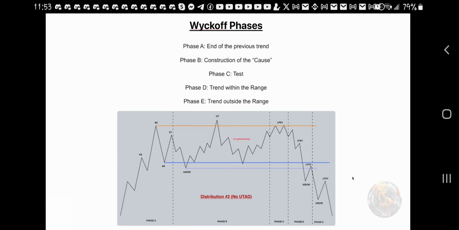At this point, you want to think of the Titanic heading for the iceberg. At this point, it's too late to stop it, and the trend is clear. That's what you're looking for. That is where we want to trade. Late phase D, early phase E to catch the next new trend.